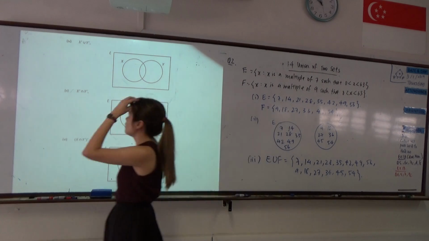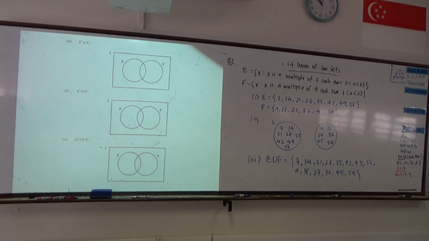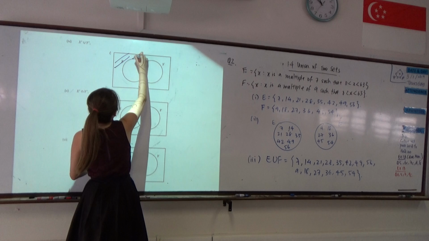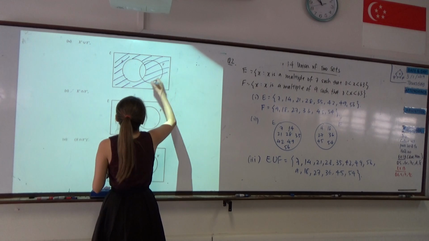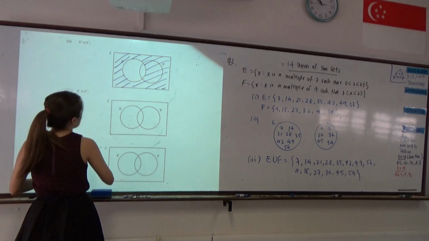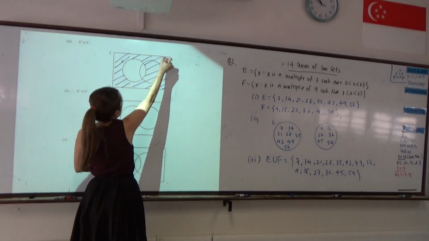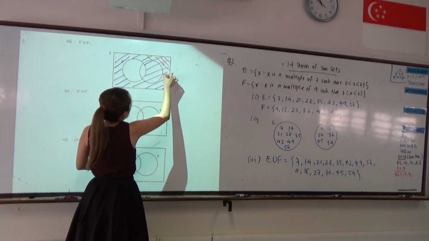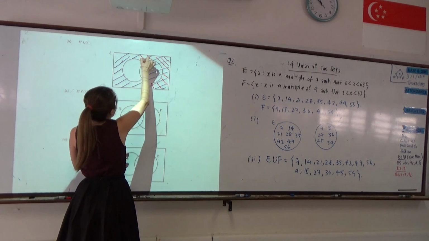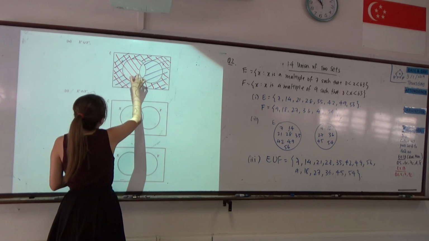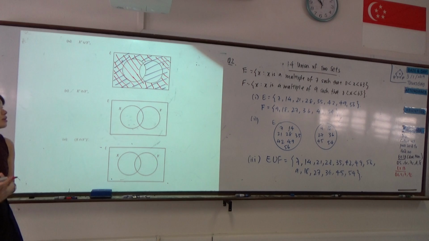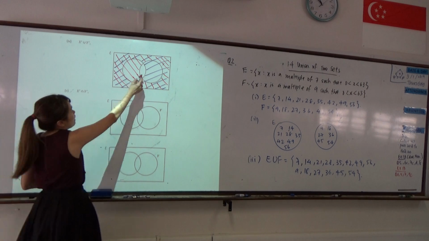For part 4, we are looking at x complement union with y complement. X complement will refer to whatever is outside of x, and then y complement will be anything that is outside of y. So essentially you're shading everything. Is it everything that you're shading? No. So don't have the intersection over there.